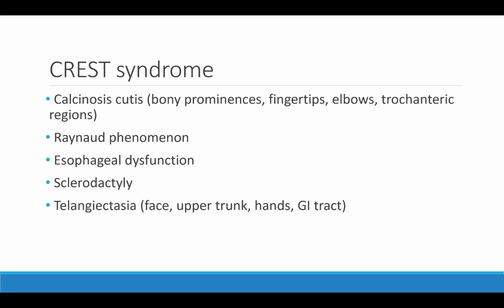We now take a look at an entity called CREST syndrome. This is characterized by calcinosis cutis over the bony prominences, fingertips, elbows, and trochanteric regions, Raynaud's phenomenon, esophageal dysfunction, sclerodactyly, as well as telangiectasia on the face, upper trunk, hands, and GI tract.